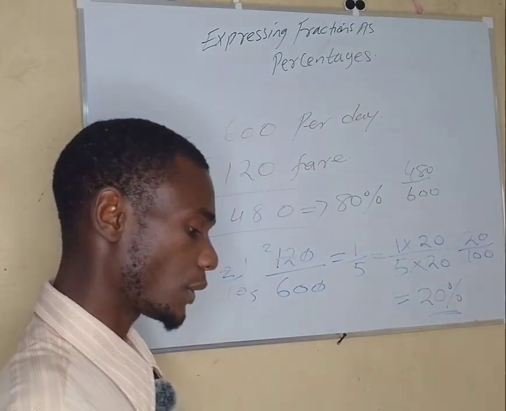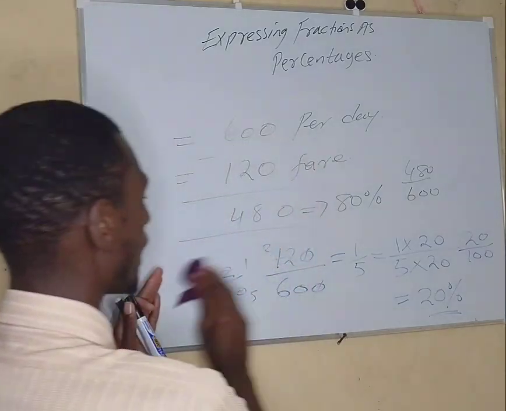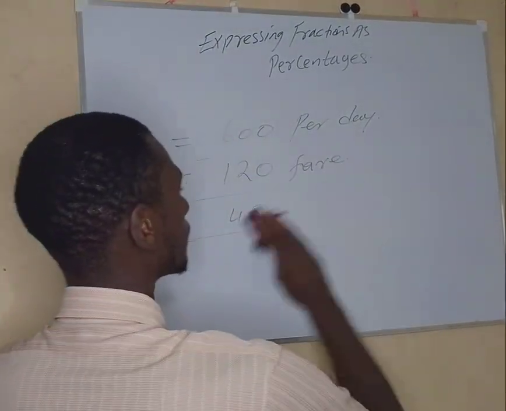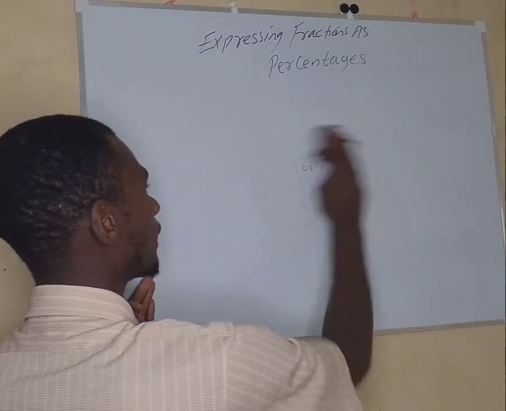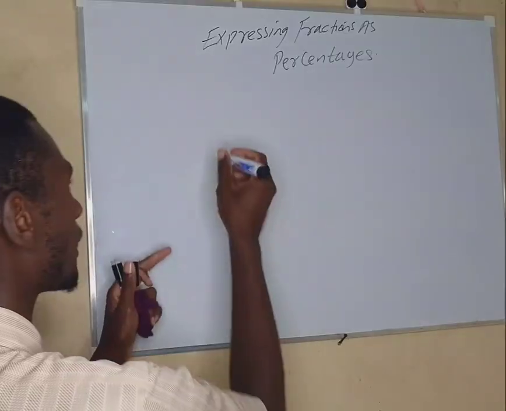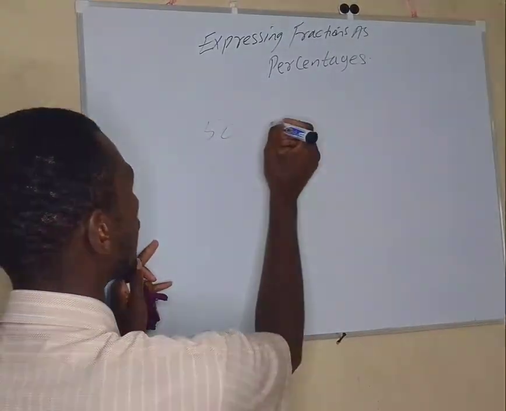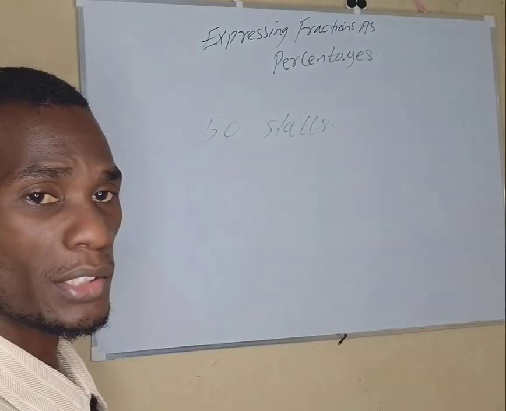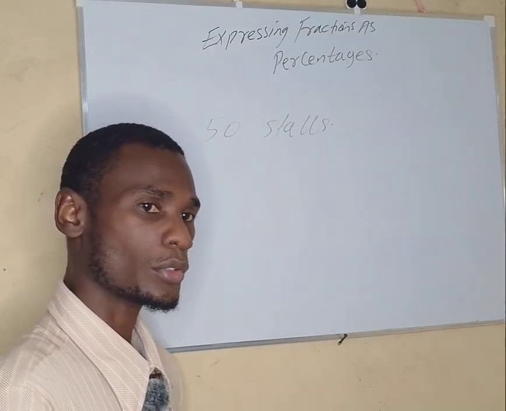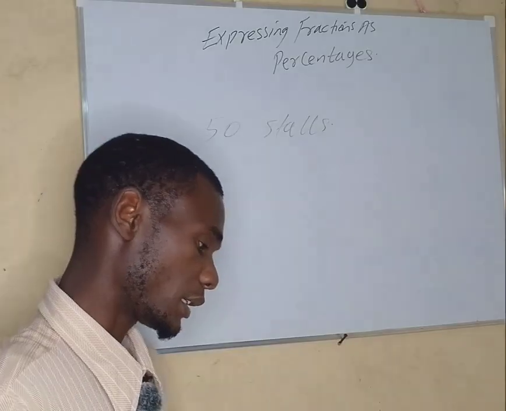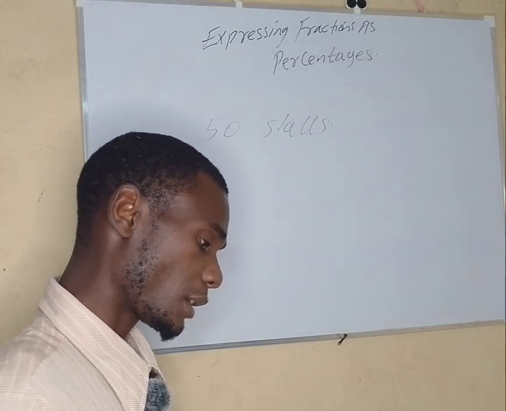So, a market has 50 stalls. A market has 50 stalls. So the number of stalls in this market is 50. That's the first thing you have to know. Get the total first. So the number of stalls is 50. Remember, stalls are those small rooms in the market where people sell. So there are 50 of them in that market.